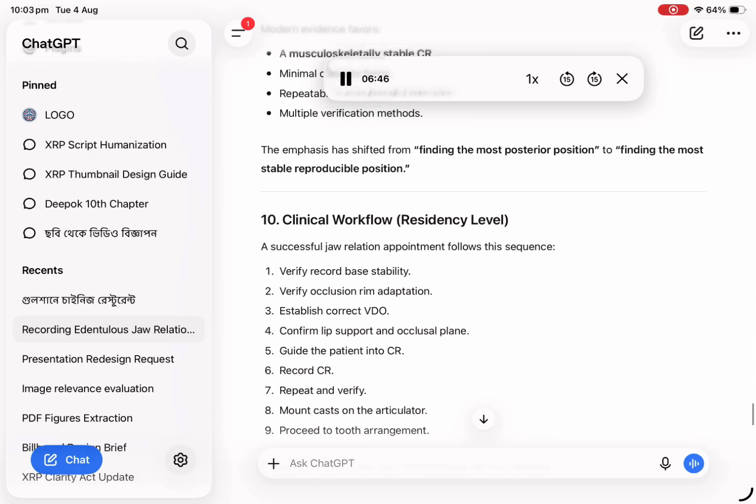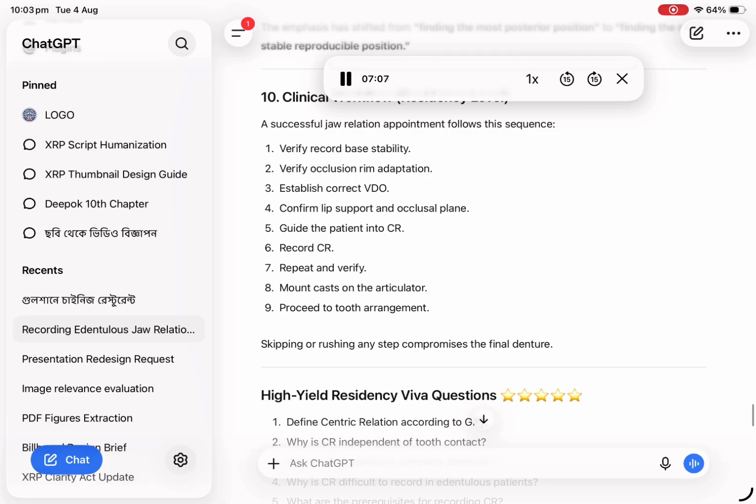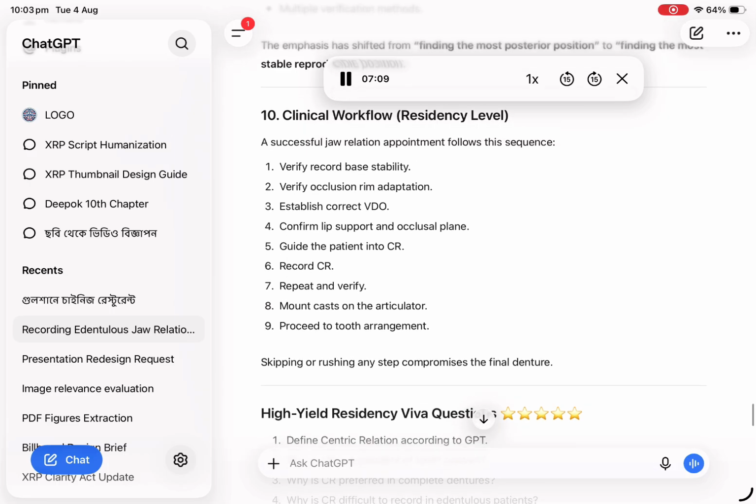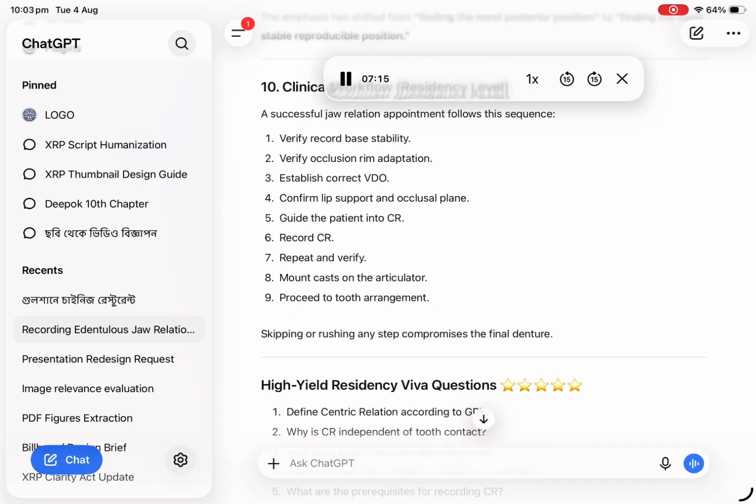Number 10. Clinical workflow, residency level. A successful jaw relation appointment follows this sequence. 1. Verify record base stability. 2. Verify occlusion rim adaptation. 3. Establish correct VDO. 4. Confirm lip support and occlusal plane. 5. Guide the patient into CR. 6. Record CR. 7. Repeat and verify. 8. Mount casts on the articulator. 9. Proceed to tooth arrangement. Skipping or rushing any step compromises the final denture.